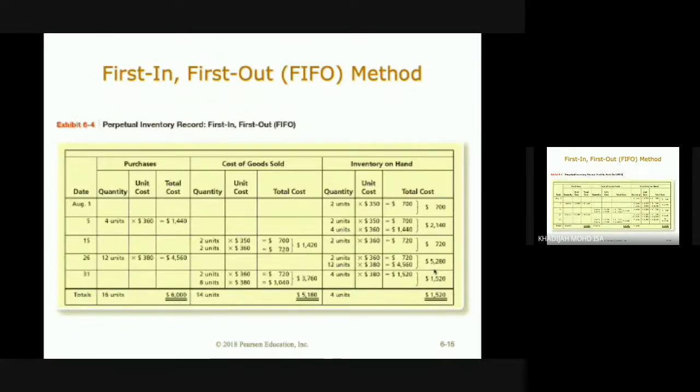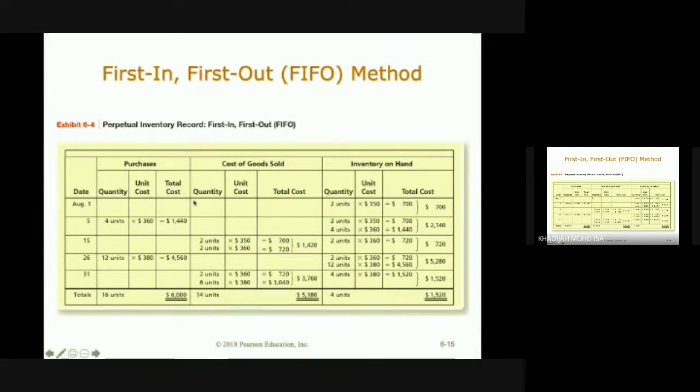All right. First in, first out method. Let's look at an example here. On August 1st, you have 2 units that cost you 350, so total cost is 700. On the 5th of August, you purchase 4 units that cost you 360. So the balance here, you have 2 units at 350, which is the opening balance, and the new purchases of 4 units at 360. As of August 5th, you have 2,140 closing inventory, or what we call ending inventory. So far, so good? Don't forget your opening balance.